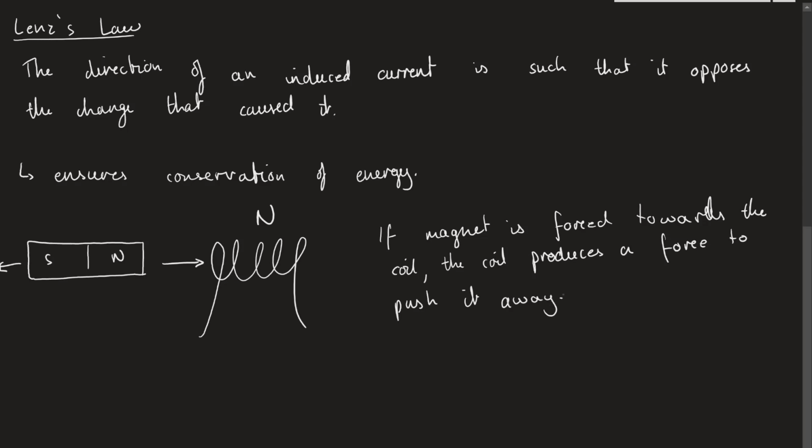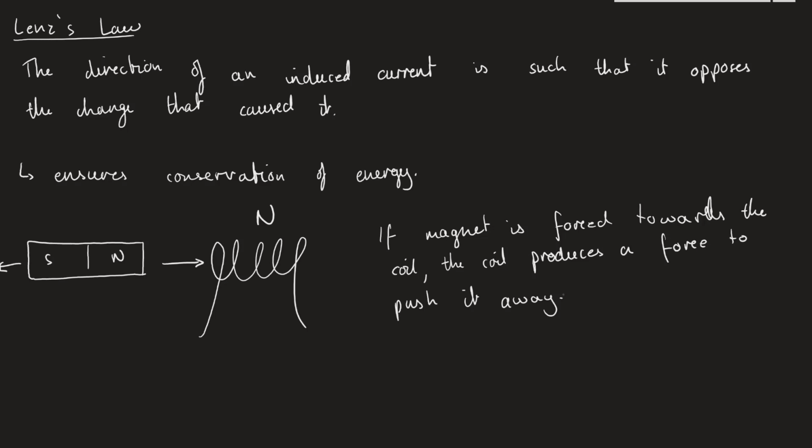So this is why we can't just have infinite energy from these things, because we're pushing in, forcing towards it, and the coil itself is going to push back. Okay, so it's using some of that energy that we've just tried to convert to electrical energy to actually push back, which means we can never get 100% efficiency because of Lenz's law.